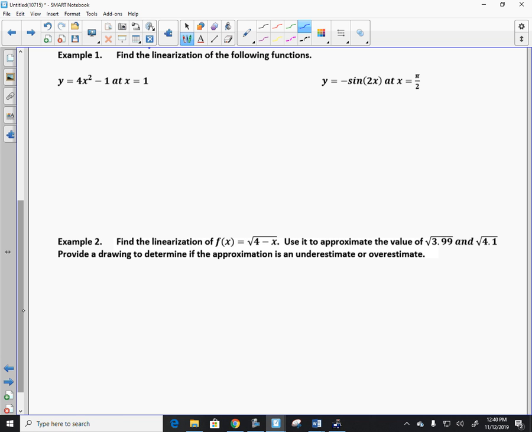Okay? So find the linearization of the function. You've done this many times. The only difference is we're just trying to review it, and you're now understanding it as a linearization within a small window. So in order to find linearization of a function, you need slope, and you need a point. What is our point? 1. What is the y value? 3. How do I determine the slope? What is the derivative? What do I plug in for x? 1, and I get a slope of 8.